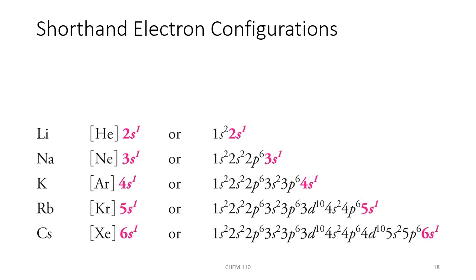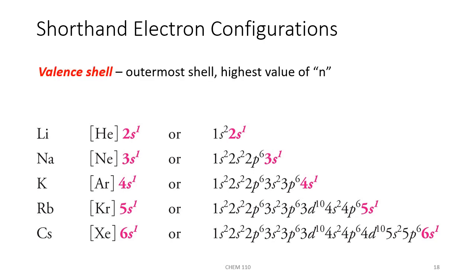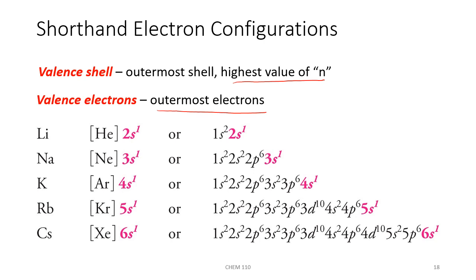Using the shorthand electron configurations is really convenient because we can quickly write the electron configurations without relisting the really long sequence over and over again. And it allows us to see really easily the valence shell and the valence electrons. So the valence shell is the outermost shell where the electrons occupy, or the highest value of n, so the highest value for that principal quantum number. The valence electrons are the electrons that reside within that highest value of n, and we call those the outermost electrons. The valence electrons are very important when we start actually looking at chemical reactions.